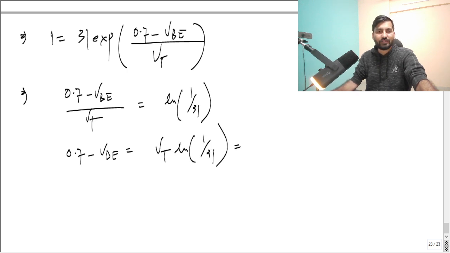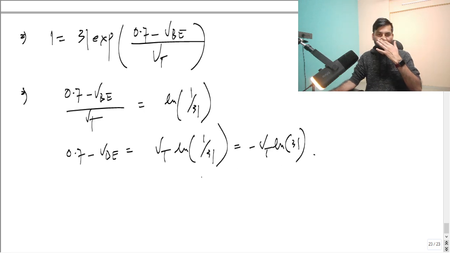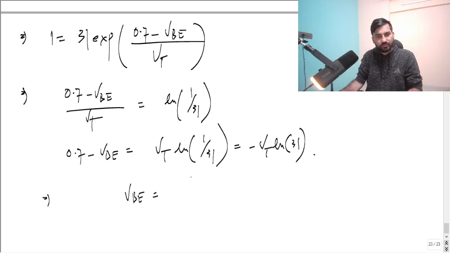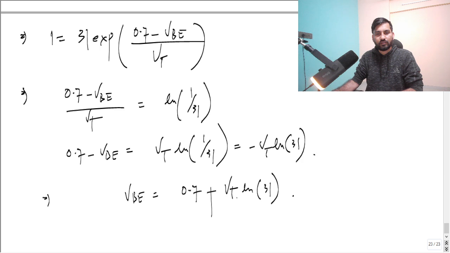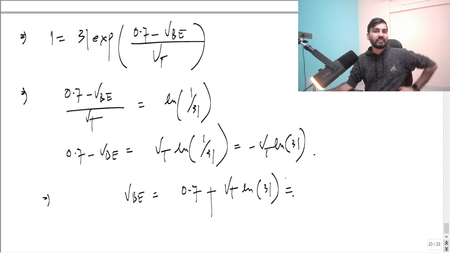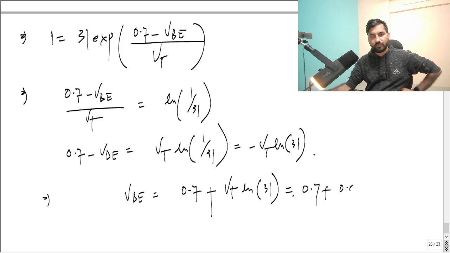Okay, you can also write this as minus VT ln 31. Now you can just solve this. So your VB is going to be nothing but 0.7 plus VT ln 31, right? VT is nothing but 26 millivolt. So 0.7 plus 0.026 ln 31.